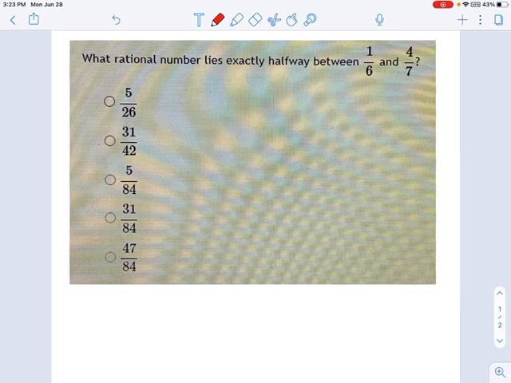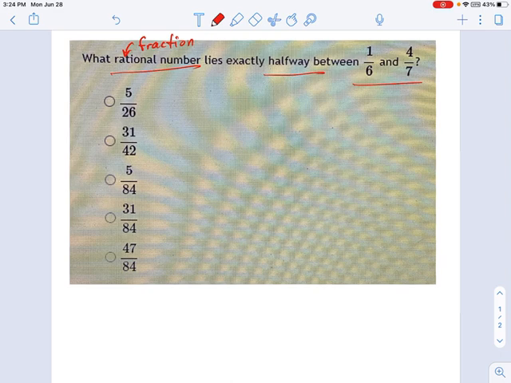So in this question, they're asking what rational number lies exactly halfway between 1/6 and 4/7. Now, rational, in case you forgot, that's just a fraction. When you see the word rational, that means a fraction. So, what fraction lies exactly halfway between 1/6 and 4/7?